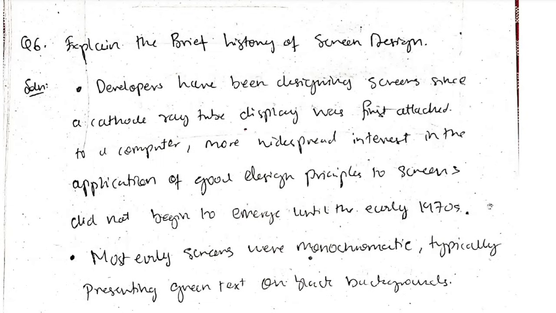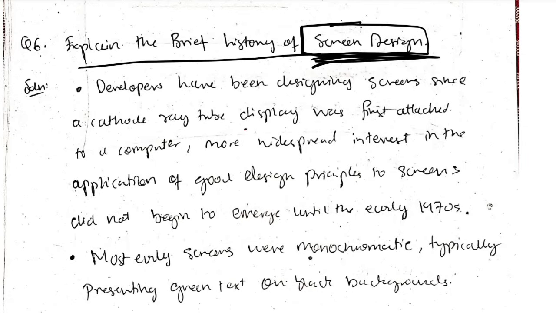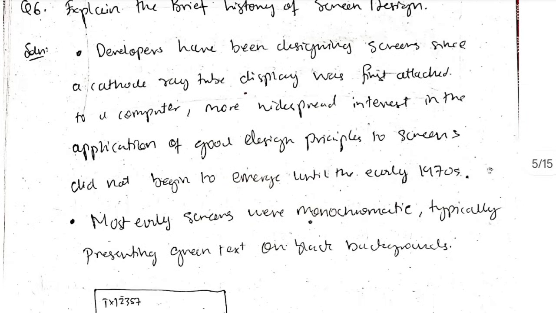Moving on, we have the question: explain the brief history of screen design. If they ask you about screen design, how many points do you have to remember? 3 points. Just 3 images are sufficient. So basically, you have to write a few keywords regarding what happened initially.